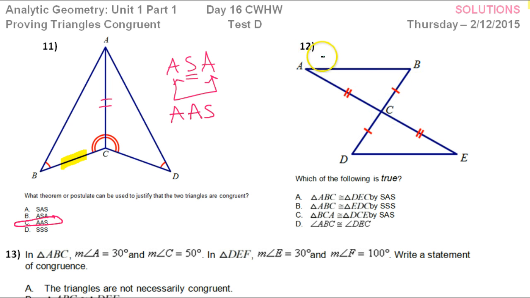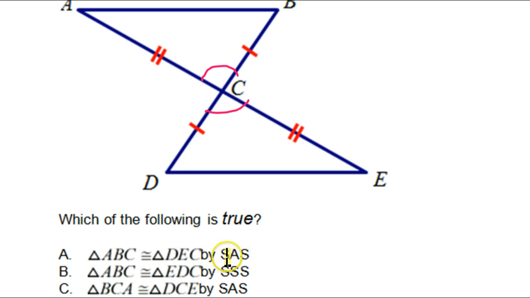Alright, similarly, look at number 12. On number 12, in addition to what we have marked congruent, we know that the vertical angles are congruent. So that's going to be side, angle, side. Now, we have to be a little bit extra careful because I see that we have two different answers using side, angle, side. So we have to be careful about the congruency statement and pick the one that has the correct congruency statement. So let's see.